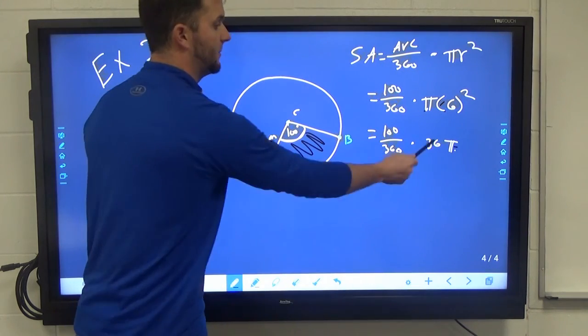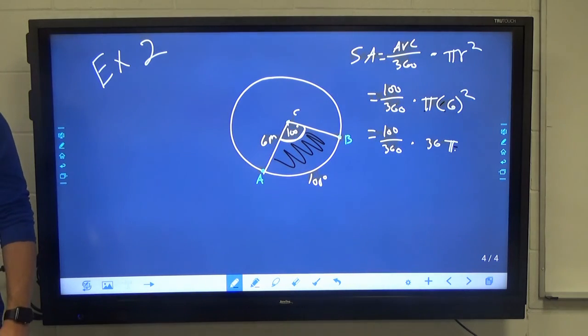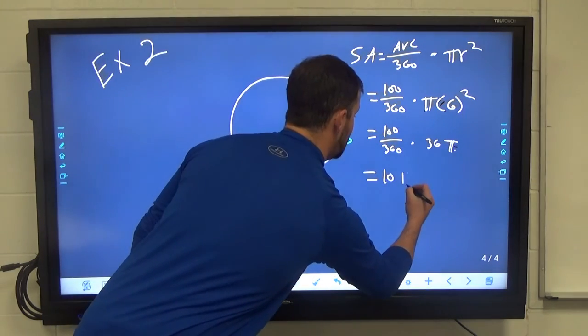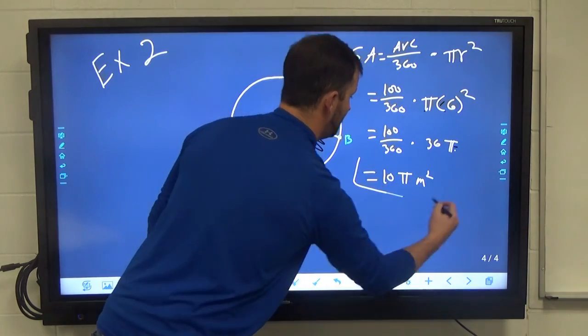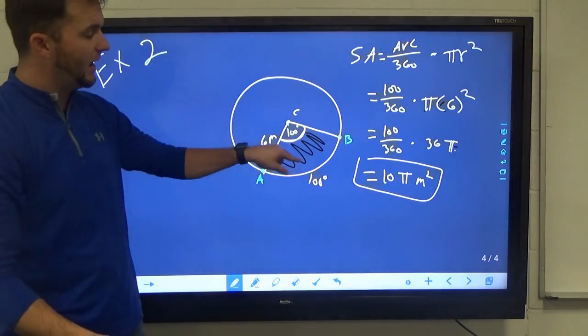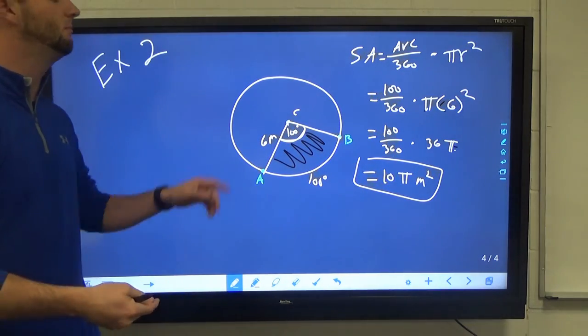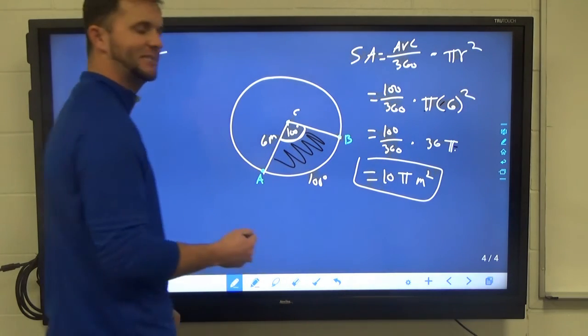And then all I'm going to do is multiply 36 times 100 over 360. And when I multiply that out, it's going to end up giving me 10 pi. And then this is in meters squared. So what that means is that this whole sector area is going to be 10 pi meters squared. And then if I wanted to, I could multiply that out and get my decimal. So ladies and gentlemen, this is how you find the sector area.